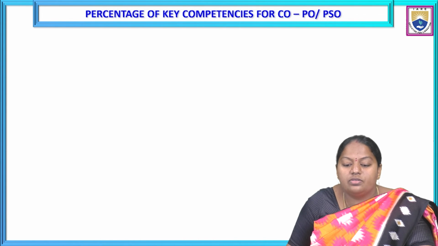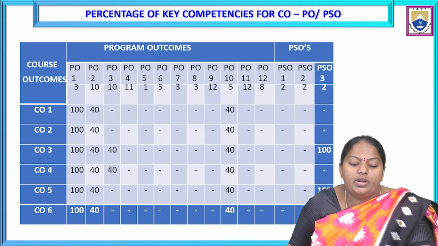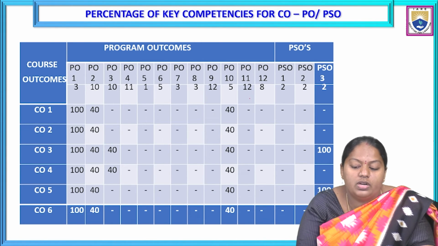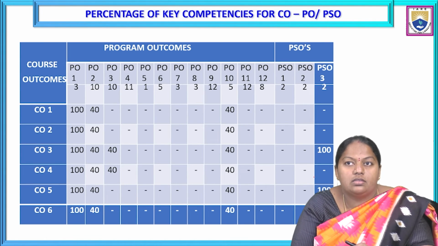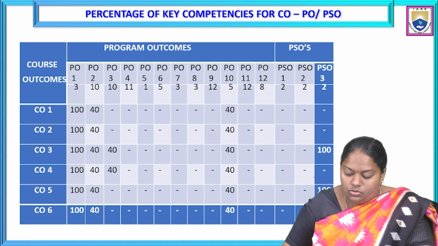Next one is percentage of key competencies. Depending upon the weights of the factors which are given for the PO1 to PO8, and whatever the keywords I have used over there, depending upon that, the percentage has to be calculated like this. Right?